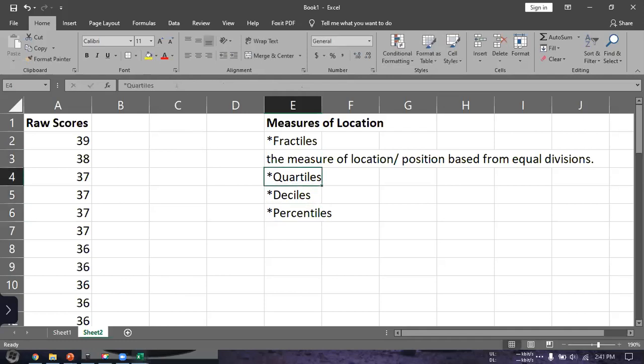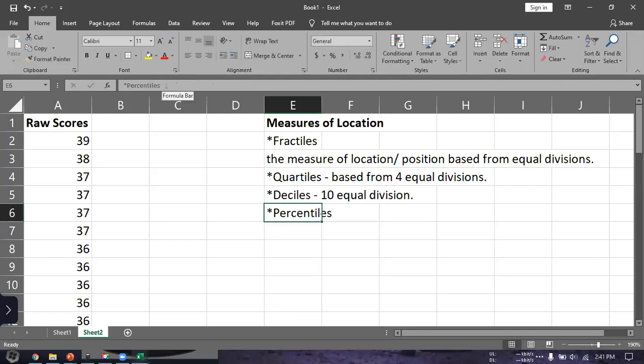Now, when we say quartiles, we are based on how many divisions? 4. Okay, based from 4 equal divisions. How about deciles? 10. Okay, 10 equal divisions. And lastly, the percentile. 100. We have 100 equal divisions.